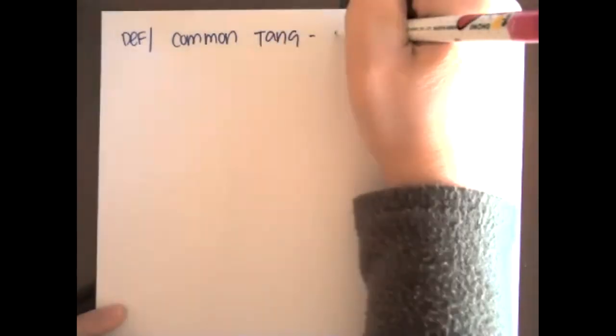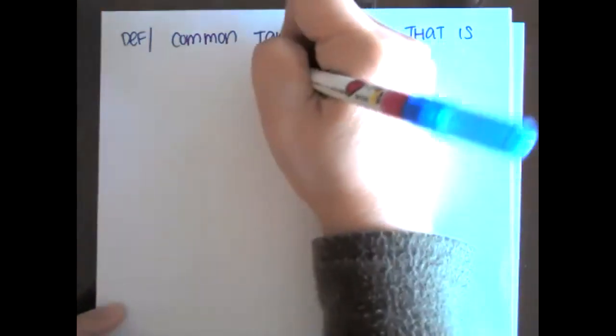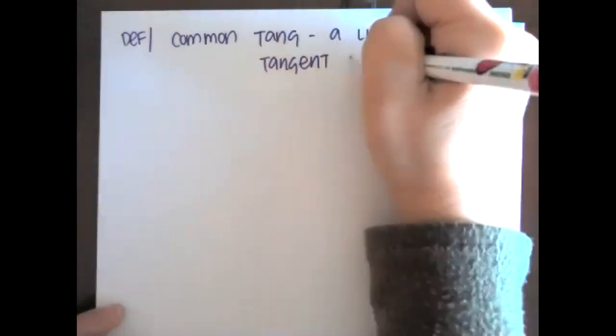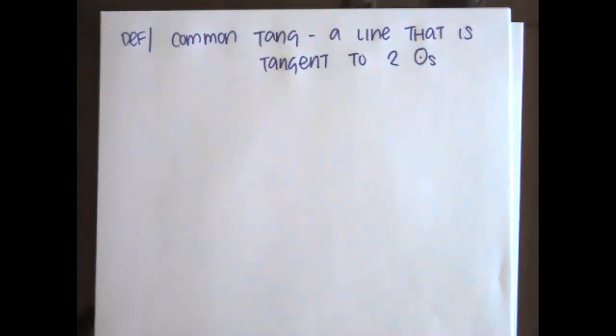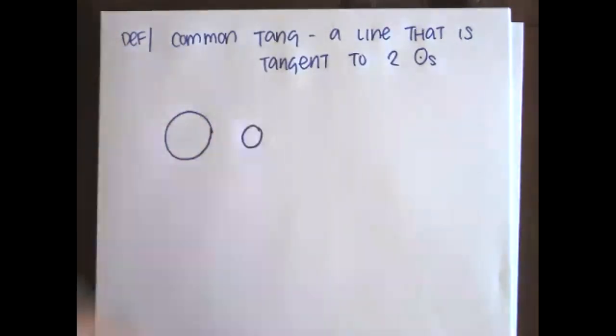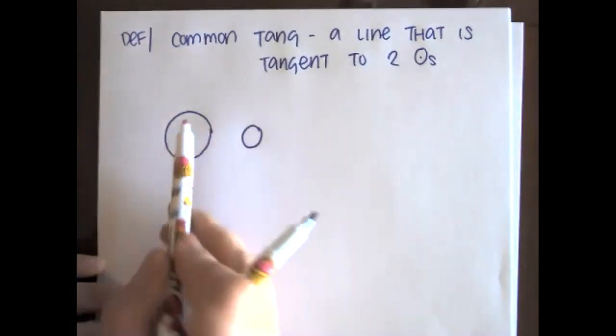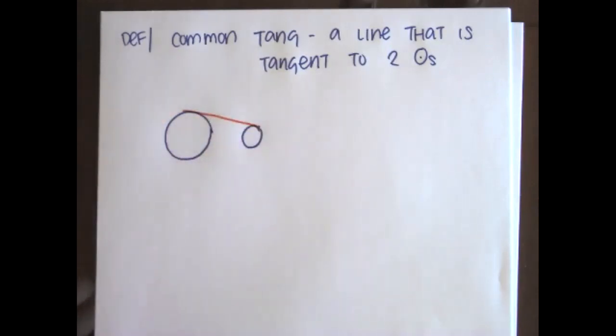Common tangent. The common tangent is a line that is tangent to two circles. So if we have two circles and there's a line that is tangent to that one and to that one, that's the common tangent right there.